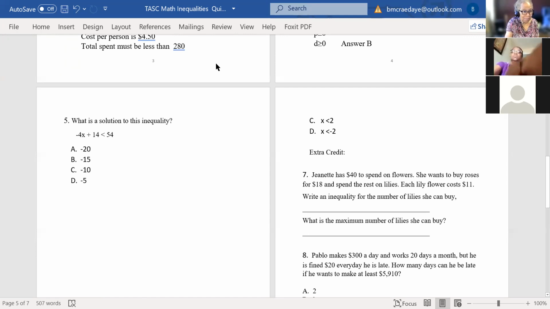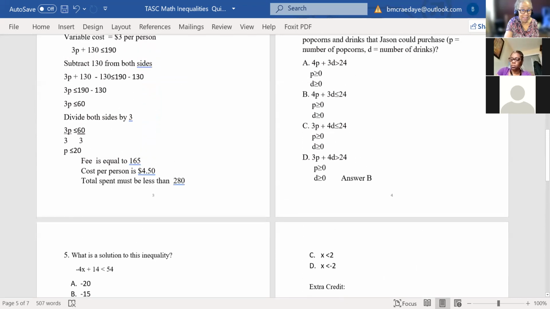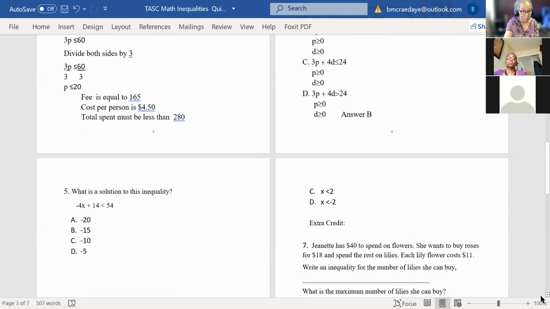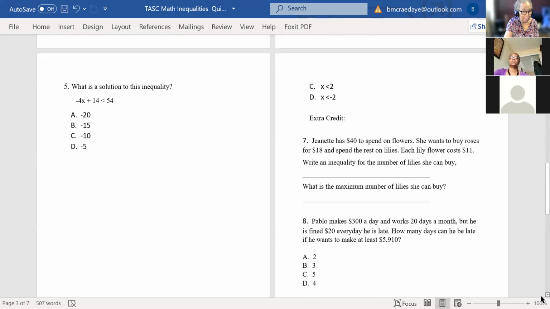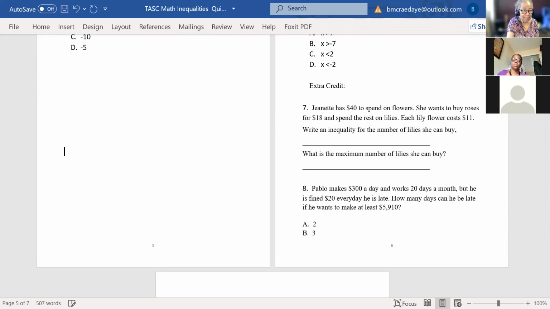Yeah, you have to subtract the 14 from the 54, and you got a 40, and divided by the -4. 40 divided by -4 is a -10. Very good. Okay, let's go to number 6. Excellent. That was number 5. Okay, and let's go to number 6.